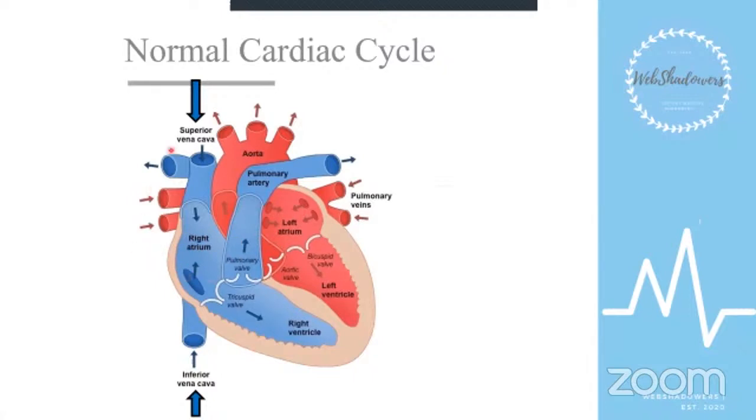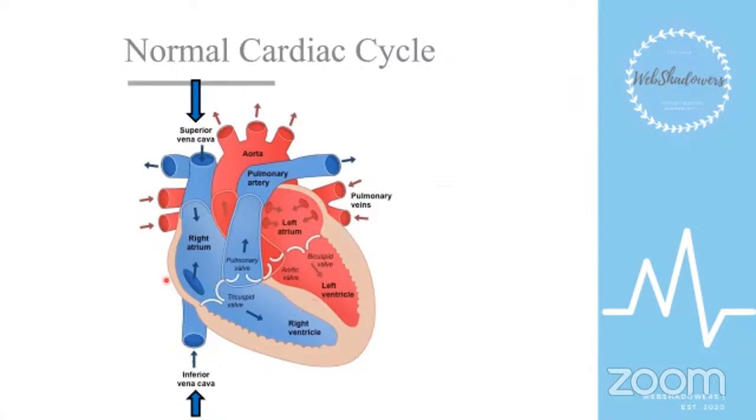So normally deoxygenated blood, these blue arrows right here, we'll call that blue blood. This is blood that has already been to the body, it's done its job, it's given nutrients and oxygen to the tissues, and now it's coming back to the heart and is ready to pick up some more oxygen. So we're going to call this deoxygenated blood, because it is not oxygen rich.